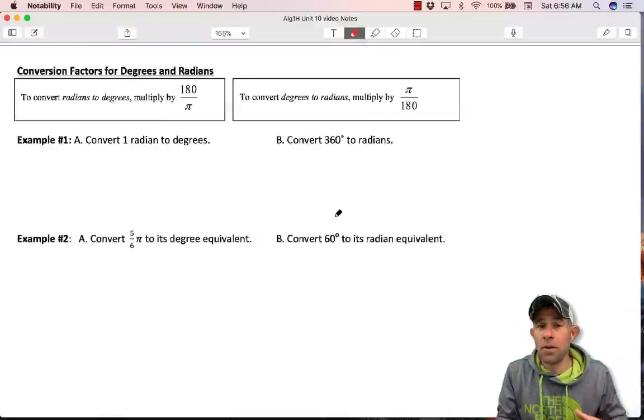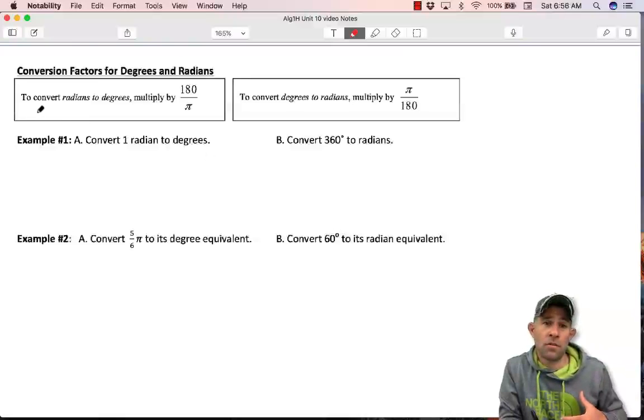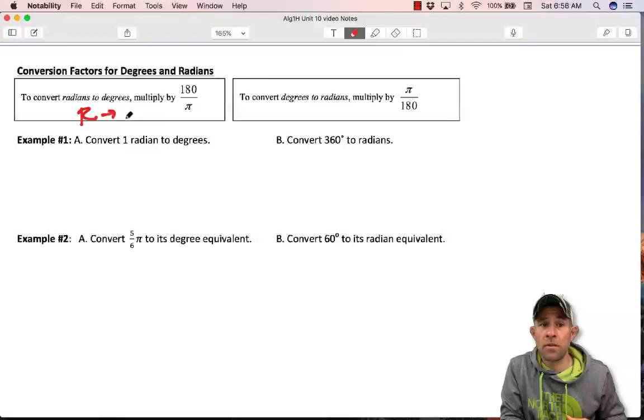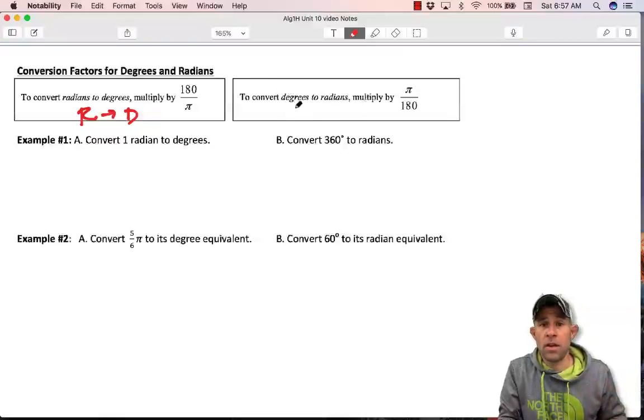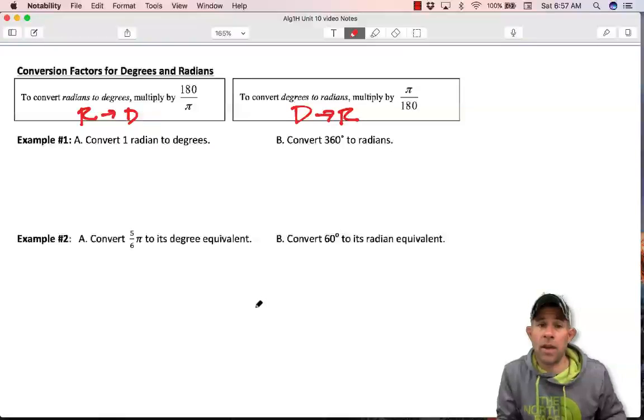All right, before we get going on our examples today, there are a few conversion factors that are important for us to know. First of all, we often want to convert from radians to degrees. In order to do that, going from radians to degrees, we're simply going to multiply by 180 over pi. If we want to convert the other way, from degrees to radians, we're going to multiply by pi over 180.